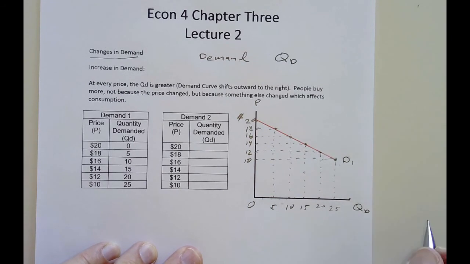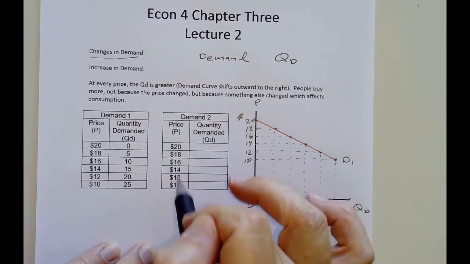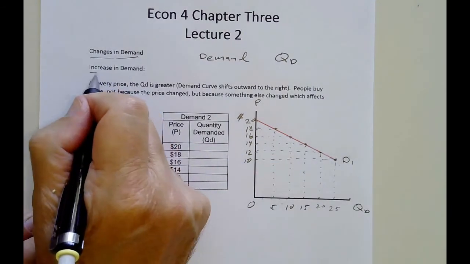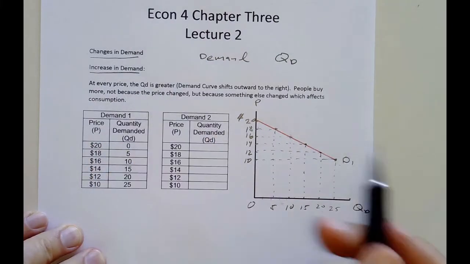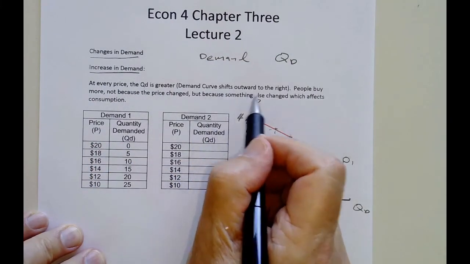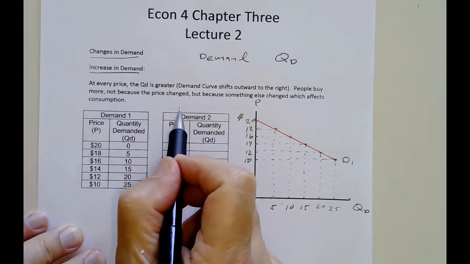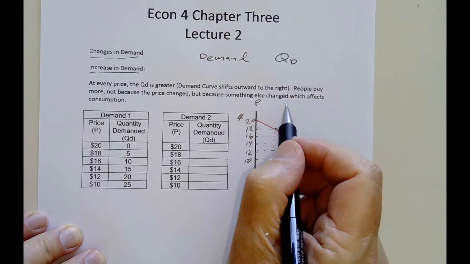Now, a change in demand is when we have different data here, whole different data. And we can have an increased demand, which is the first example, and that means at every price the quantity demanded is greater. That's going to cause the demand curve to shift outward to the right. People are buying more not because the price changed, but because something else changed, which we'll get to in just a minute, which affects consumption.